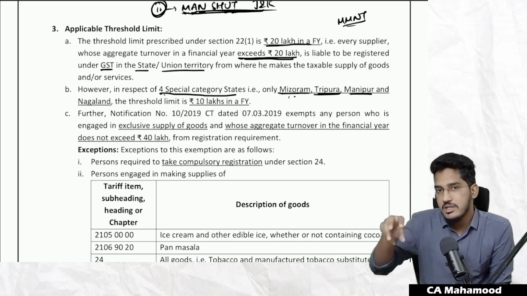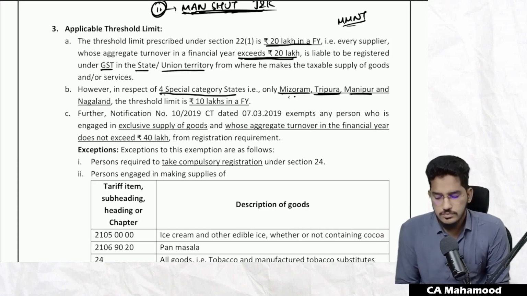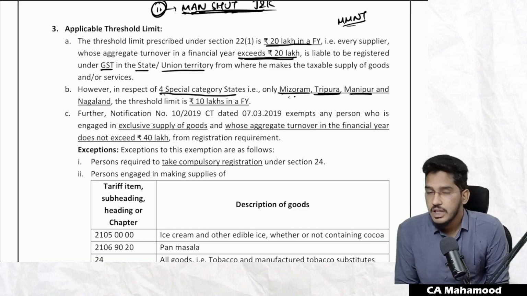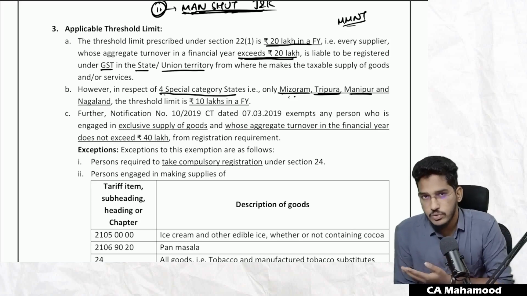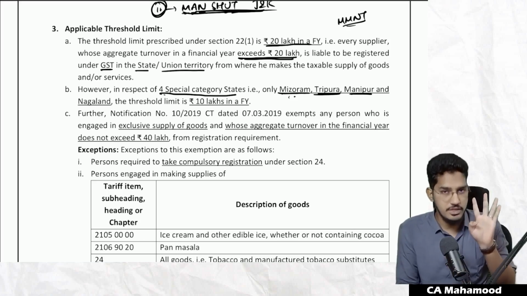Why? Because in these states, economic activity will be very less. Then the government will not have any revenue. If they have less registrations, they will not get more GST revenue. So that's why state governments came forward and told, not all the special states, only four special states. What are they?